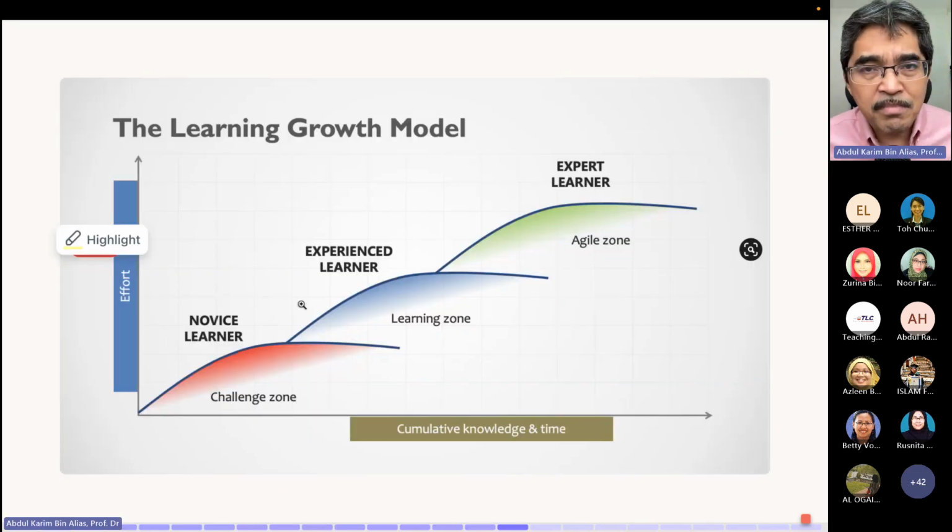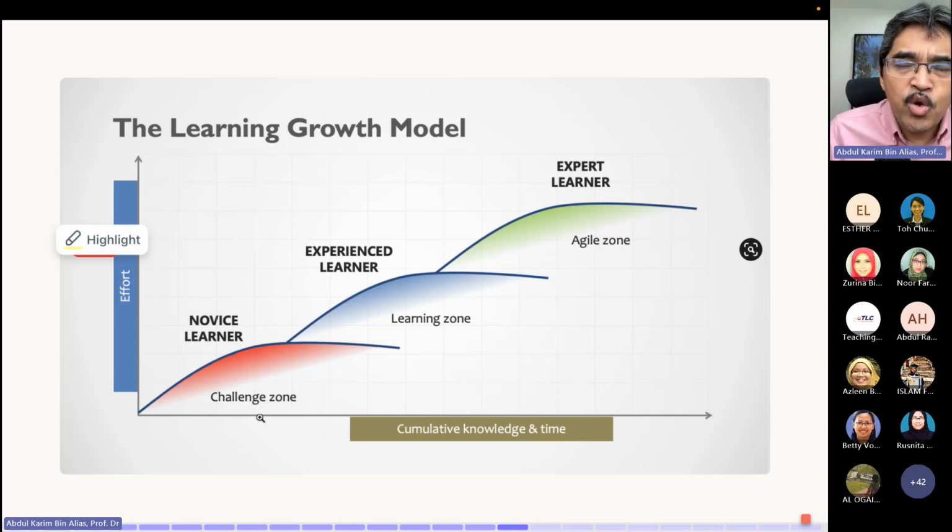So if you understand about learning, and we understand that the learner starts from zero, we want to take them from zero to hero. So become a novice to a more experienced learner. So initially, like one of the questions mentioned just now, learning programming. So they are fresh. So they are in the challenge zone. Everything is new and difficult for them. As a lecturer, as a teacher, we must understand this because we were once a student. We were once struggling also. So this is what we call the challenge zone. Because we are learning new things.